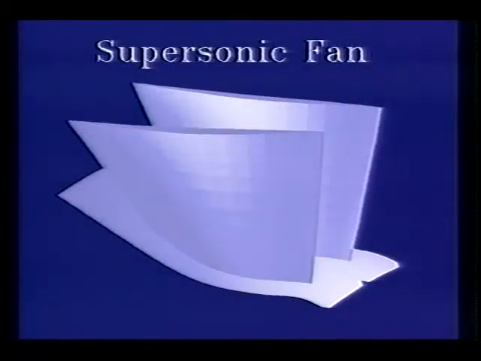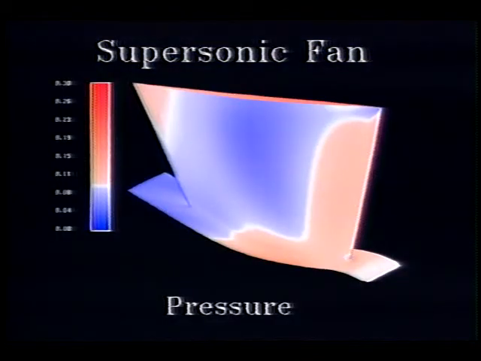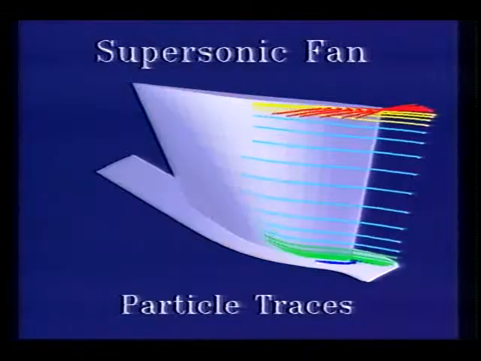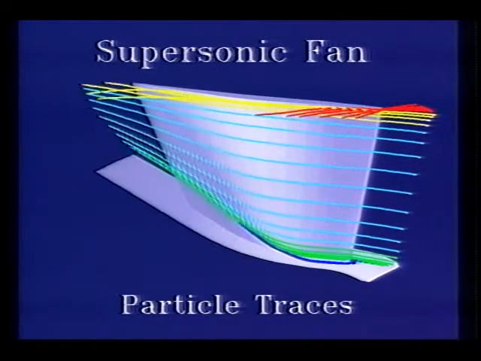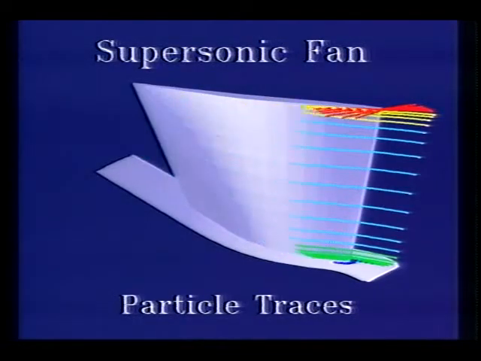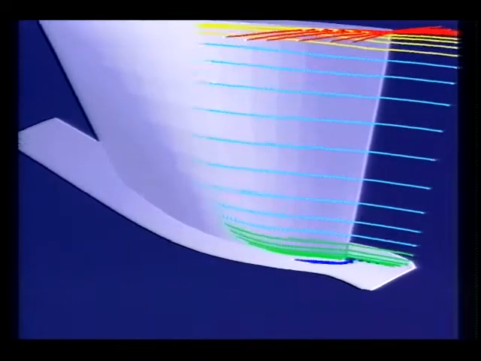A second important application of computational fluid dynamics is to analyze new concepts in propulsion, such as this supersonic fan blade, designed using a 2D analysis. A 3D viscous computer simulation predicted blade pressures, shown here in varying colors. The simulation also allowed designers and engineers to visualize secondary flow. Here, particle traces show the passage vortex, which can be traced to its origin as a horseshoe vortex ahead of the blade.